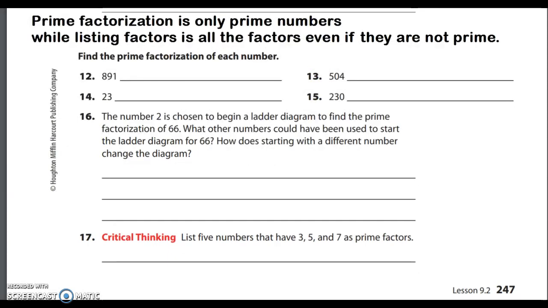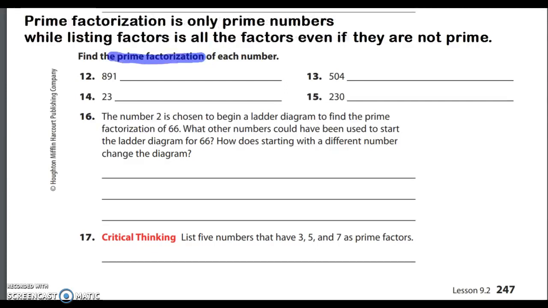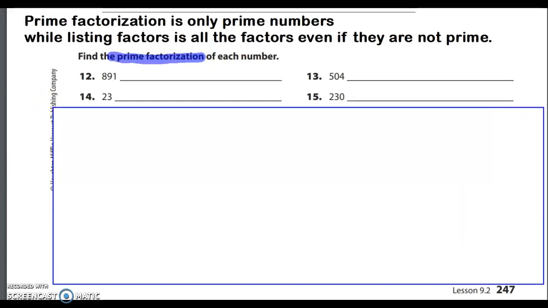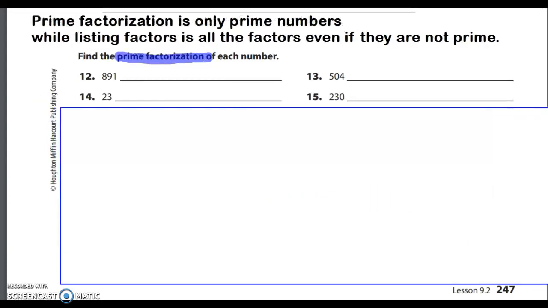Numbers 12 through 15 ask to find the prime factorization of a number. And I just showed you how to do that using a tree diagram. You could use a tree diagram for these, or you could use a ladder diagram. I don't know which one I'll choose. I'll figure it out as I go. But one thing I do is show lots of work on these. Number 12. This might be the hardest one. It's 891.